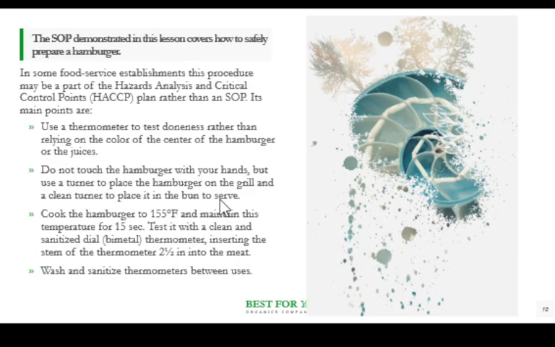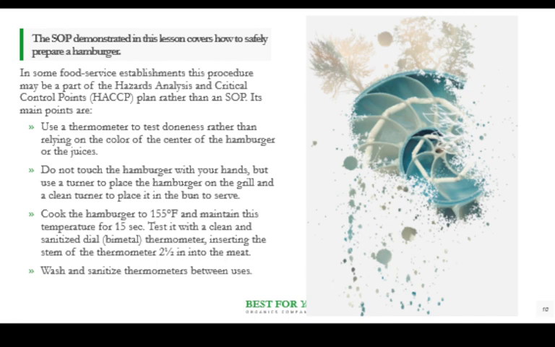The SOP demonstrated in this lesson covers how to safely prepare a hamburger. In some food service establishments, this procedure may be part of the hazard analysis and critical control points, or HACCP, plan rather than an SOP. Its main points are: use a thermometer to test doneness rather than relying on the color of the center of the hamburger or its juices. Do not touch the hamburger with your hands, but use a turner to place the hamburger on the grill and a clean turner to place it in the bun to serve.